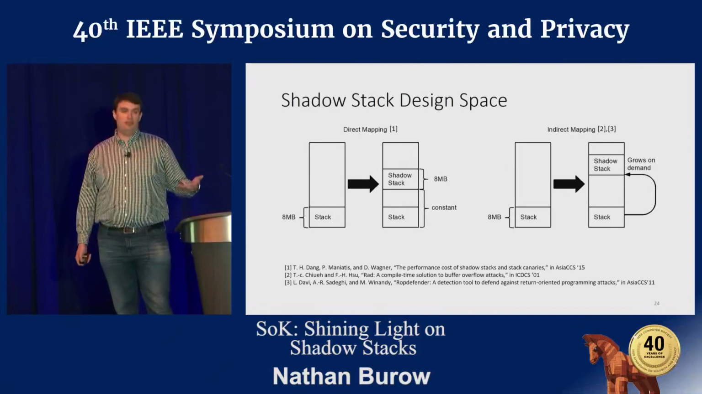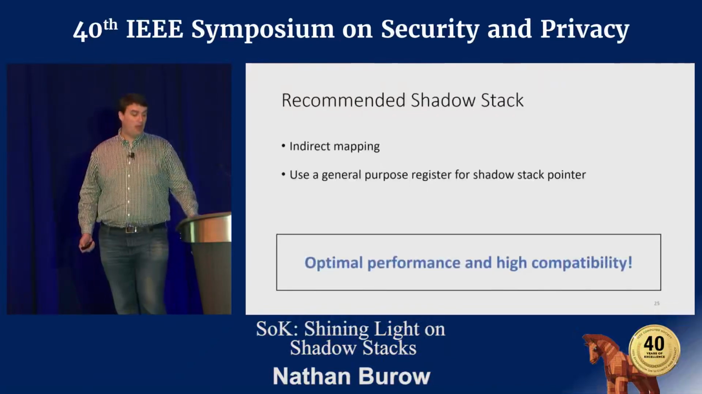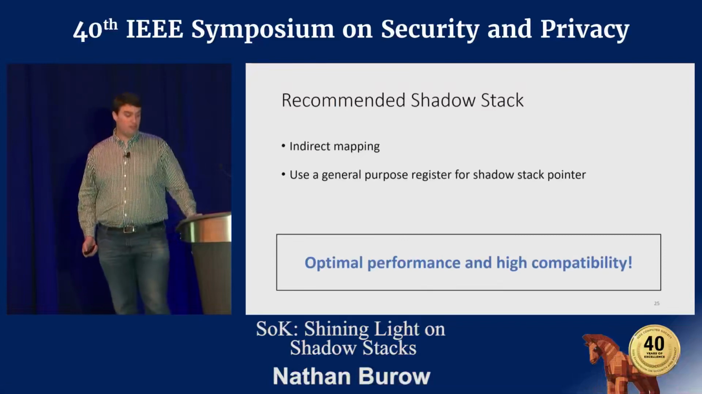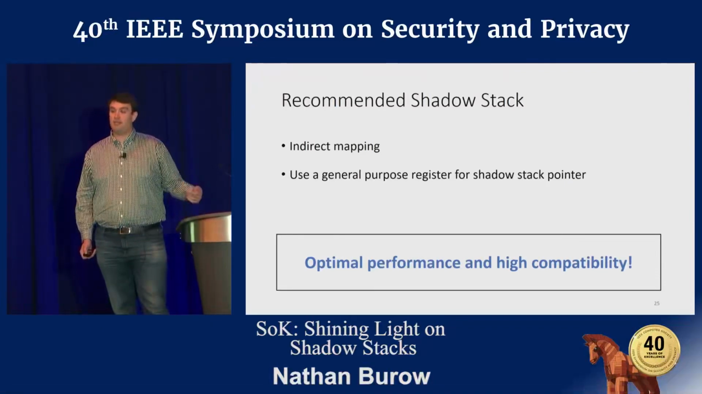So this is sort of trying to do a performance versus memory trade-off, where you're trading the extra memory of allocating the shadow stack that is as large as the program stack, but hoping to get better performance because the mapping is simpler. Our recommended shadow stack turns out to be an indirect mapping that uses a general purpose register to store the shadow stack pointer. And we find that this leads to optimal performance in terms of both processing time and memory use and high compatibility.